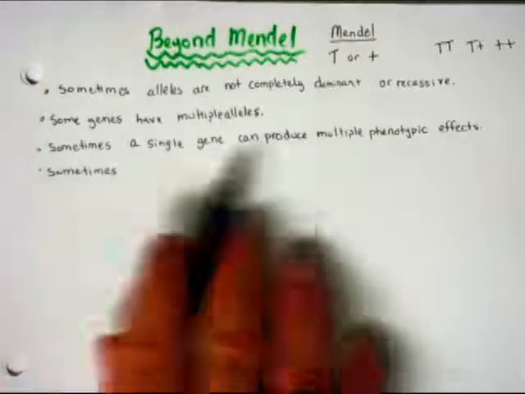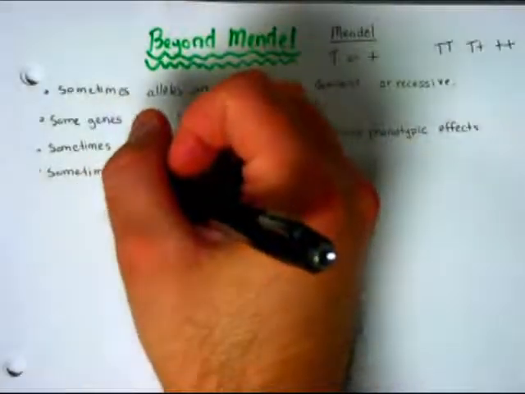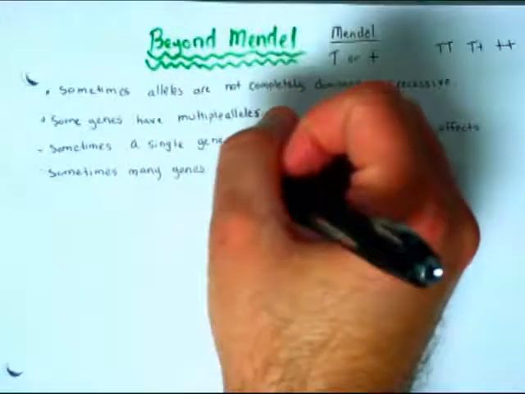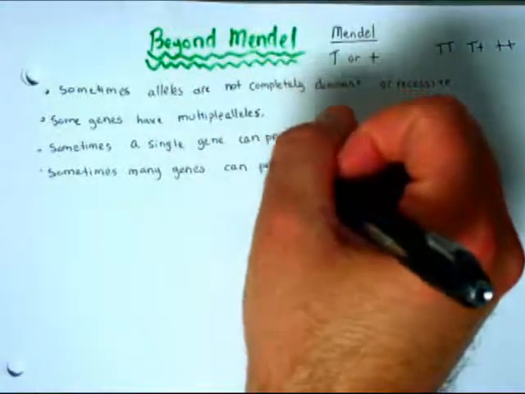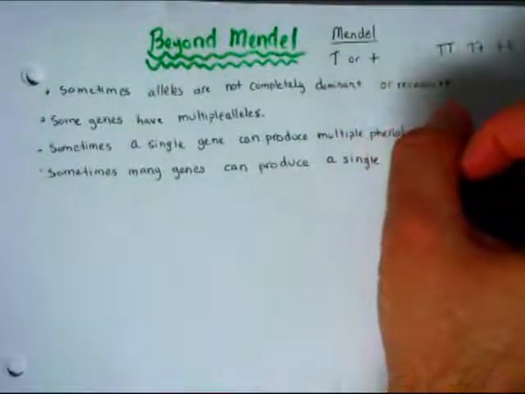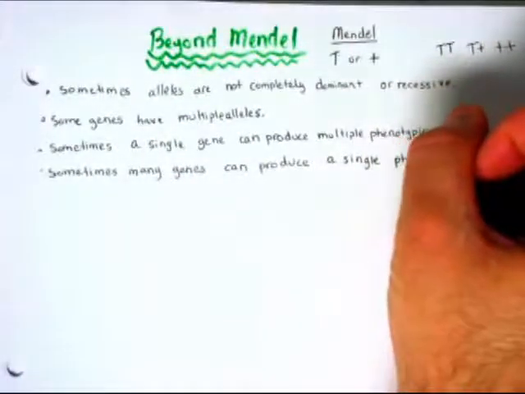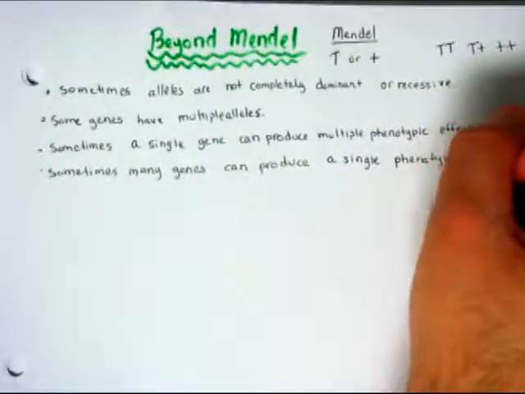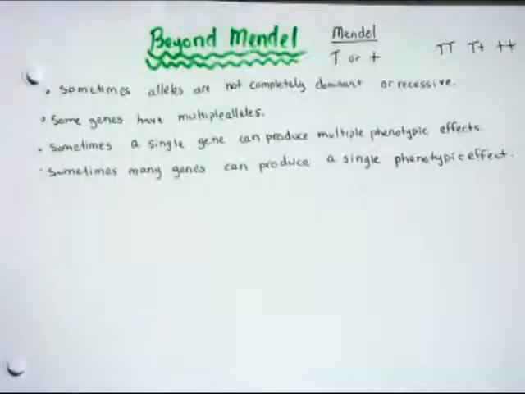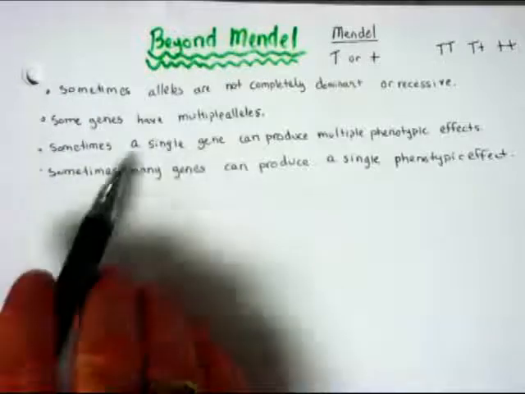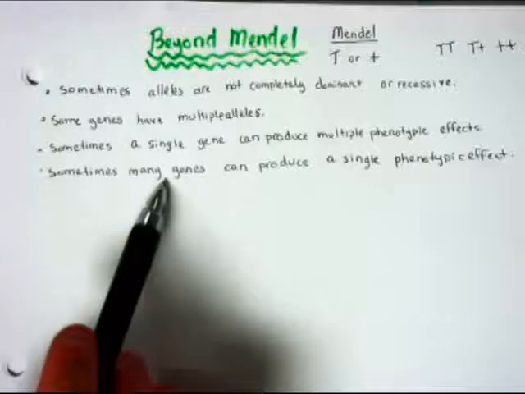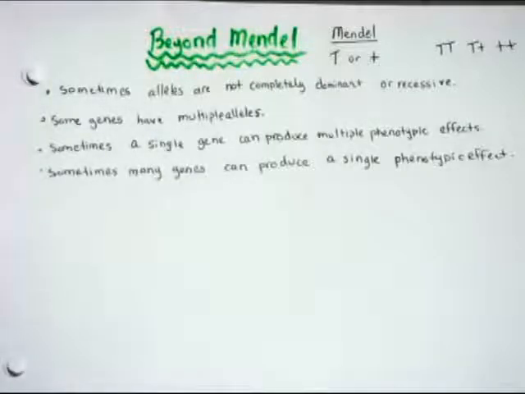So a single gene can produce multiple phenotypic effects. Sometimes many genes can produce a single phenotypic effect. You can kind of see the reversal of that case. In the case right above, you have one gene, many effects, or in this case, you could have many genes, but causing only one effect, right?